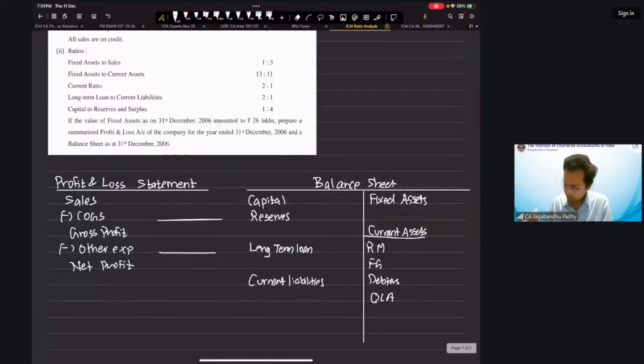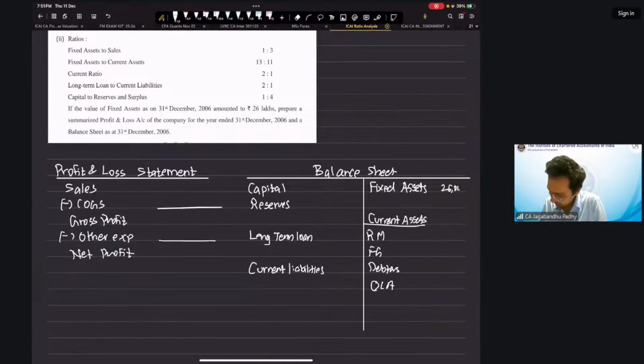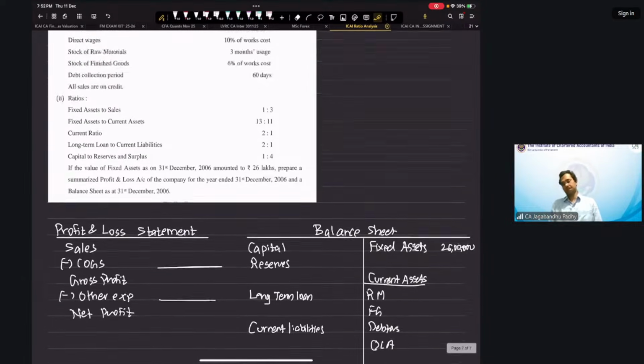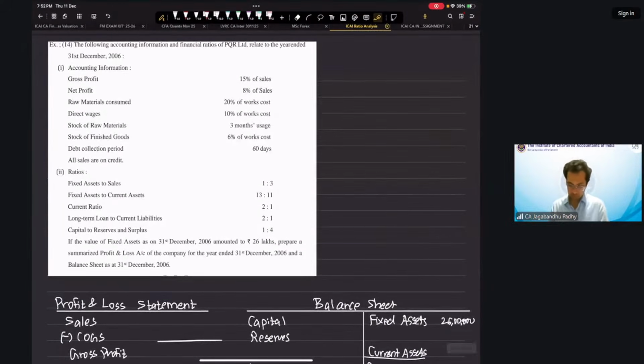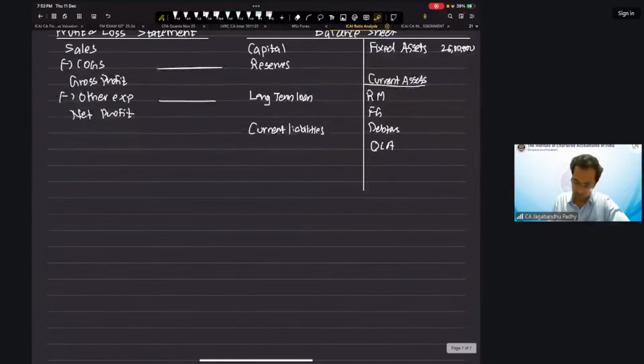So let me write down the value of fixed asset at 26 lakh. I have to derive all other values using this fixed asset value of 26 lakh. Fixed asset to sales is 1 is to 3. Fixed asset to current assets is given, right? With this we'll be able to calculate a lot of things. So first let us use the fixed asset to sales figure.